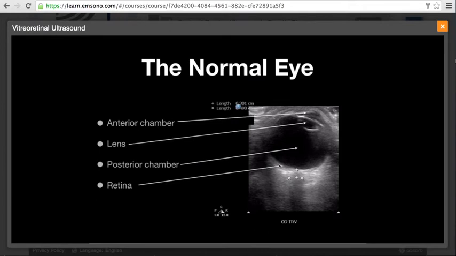Note that under normal circumstances, you're not going to be able to distinguish the retina from the other choroidal layers unless there's detachment present. And here you have the optic nerve. So you get a very good look at both the anterior and posterior chambers with ocular ultrasound.